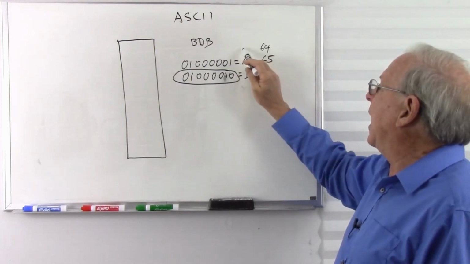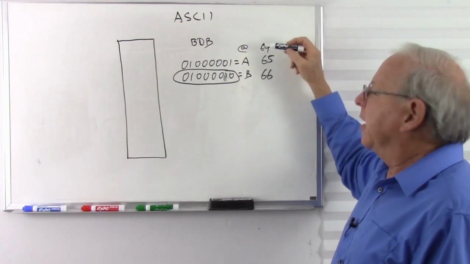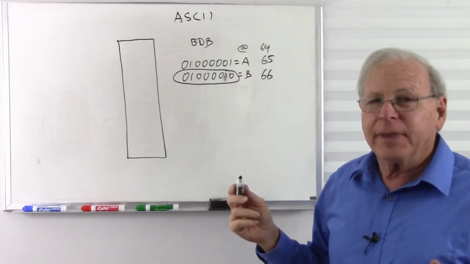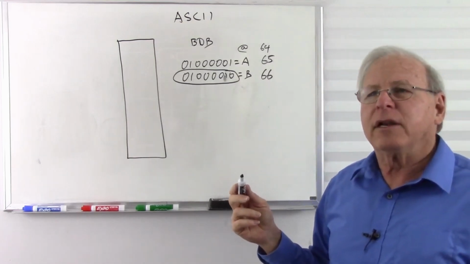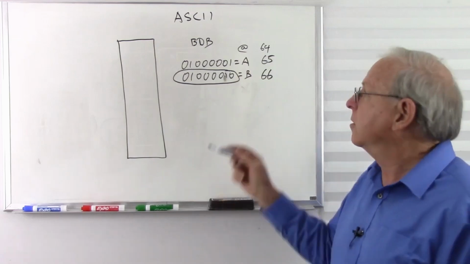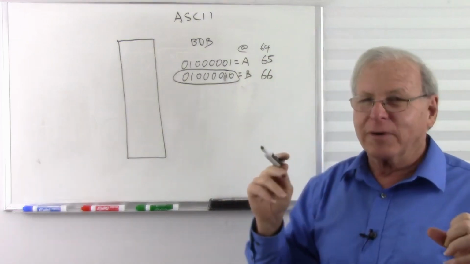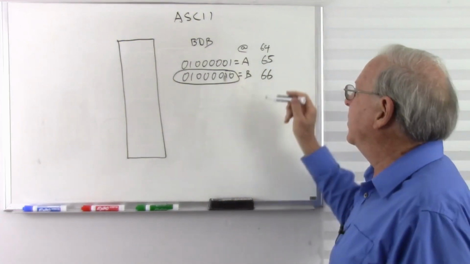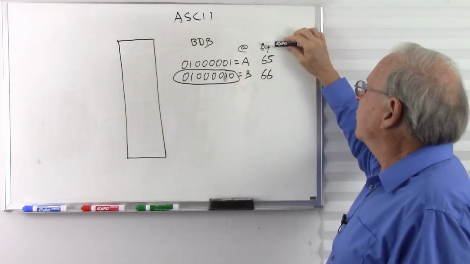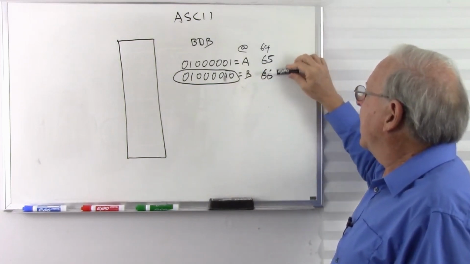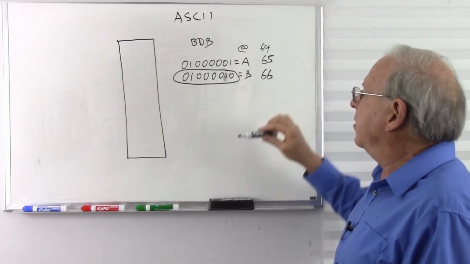64 is the @ symbol. That's right. And space is the number 20. And is that 20 in decimal? No, it's 20 in hexadecimal. Oh, lots of number systems to work with, and it's easy to forget these things. But anyway, these are the decimal equivalents. So 65, 66, and of course C would be 67.